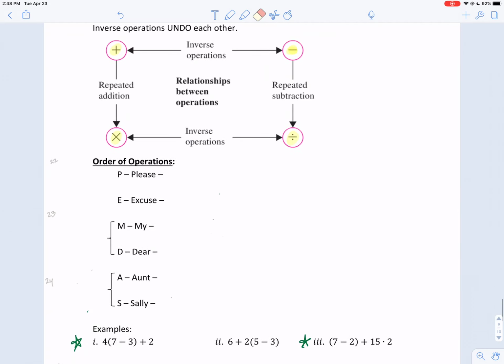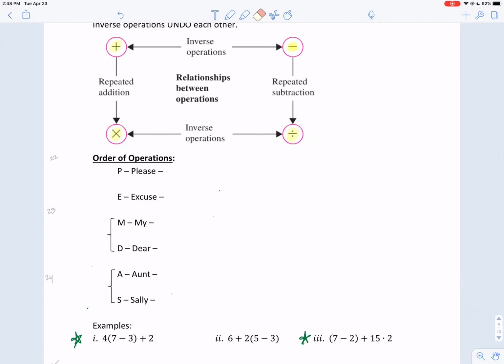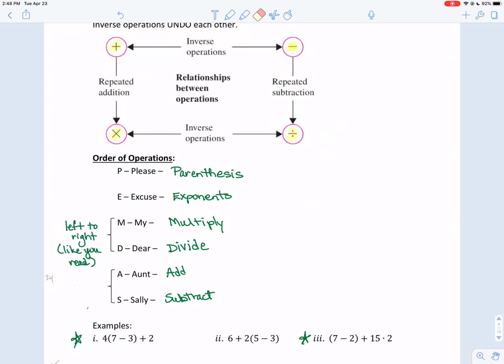And finally, let's look at the order of operations. You may have heard this before. Please Excuse My Dear Aunt Sally is a great way to remember the order in which you are supposed to do your operations. A lot of people use that to remember to do parentheses first, then exponents. Your multiplication and division are left to right. That's the way you read. And then addition and subtraction are also left to right.